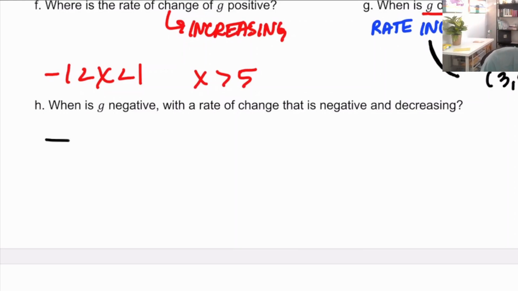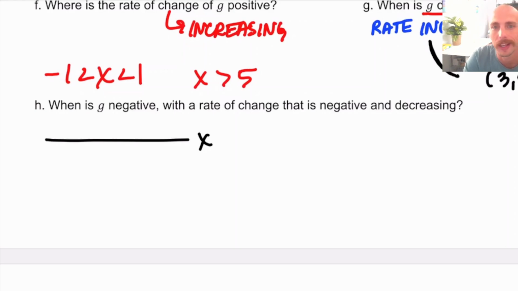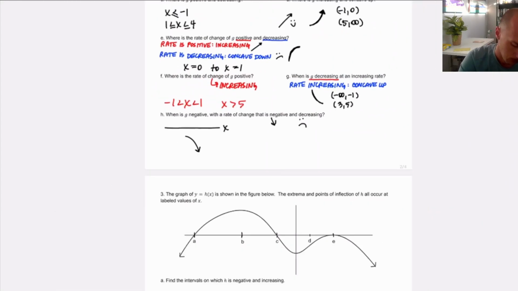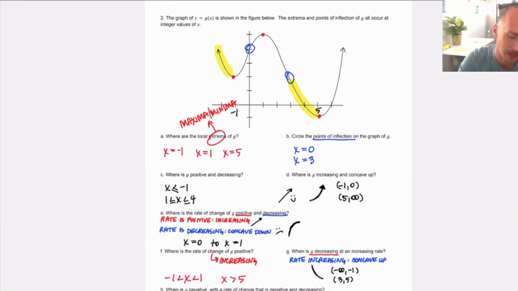I'm going to have to draw a picture of this. g is negative means that the graph is below the x-axis. Rate of change is negative means that g is decreasing, so I'm going downhill. And then rate of change is decreasing means the graph is concave down, so it's going to be frowning. So it's going to look like that. So I'm looking for places where it looks like that below the x-axis.